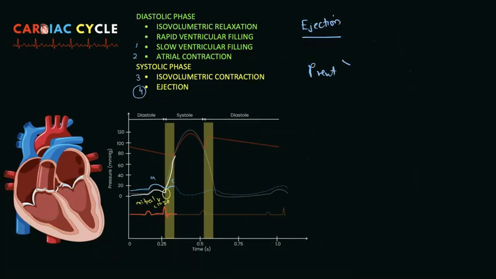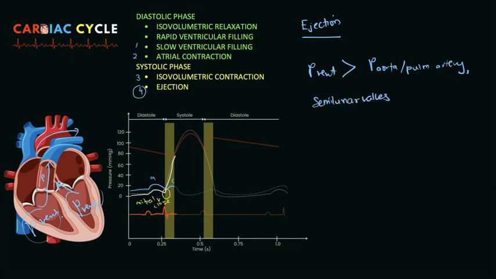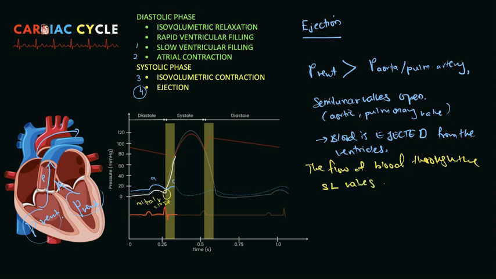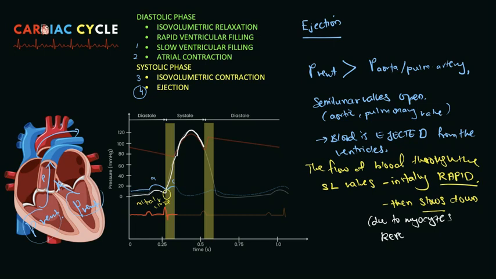Now we've come to the ejection part of the systolic phase. Ejection happens when the ventricular pressure exceeds the pressure in the pulmonary artery and the aorta. When that happens, the semilunar valves, which are the aortic and pulmonary valves, will open, causing the blood to be ejected from the ventricles into the aorta and pulmonary arteries. It is interesting to point out here that the flow of blood through the semilunar valves is initially rapid, then it slows down. This can be seen on the left ventricular pressure curve, where the pressure initially increases and then subsides. This happens due to myocyte repolarization.